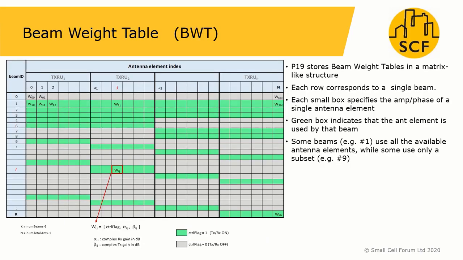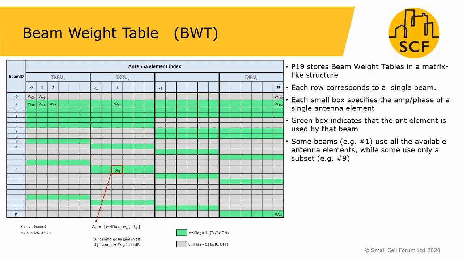In this slide, we're going to take a closer look at the beam weight table. Beam weight table, also known as the beam codebook, defines the phase and gains of individual antenna elements to form beams in specific directions with specific shapes. P19 stores the beam weight table in a matrix structure where each row represents a single beam.